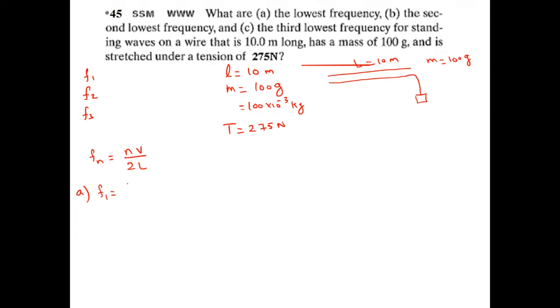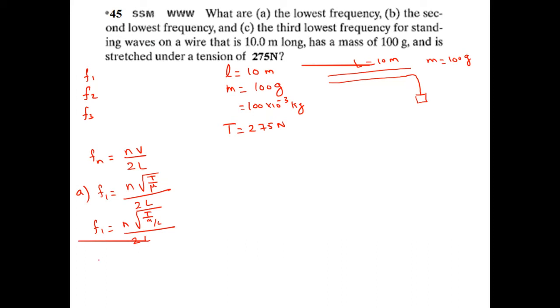F1 is equal to n, and I am going to write n as it is. What is the formula for the speed of the wave on the string? The speed of the wave on the string, v, is equal to the square root of T over mu, divided by 2L. And what is mu? We know mu is equal to mass over length. So F1 is equal to n times the square root of T over (m over L), divided by 2L.